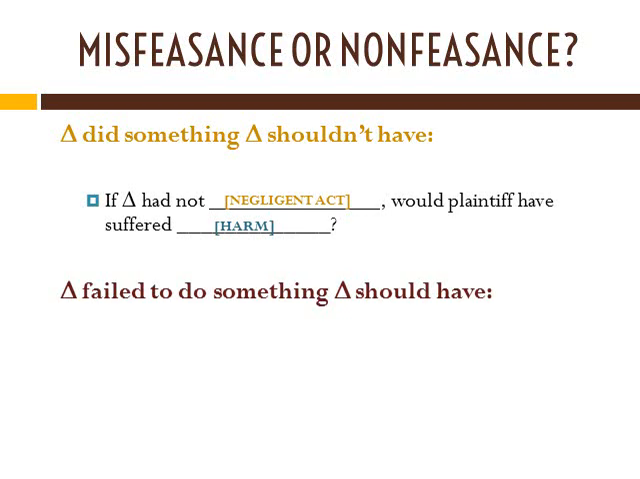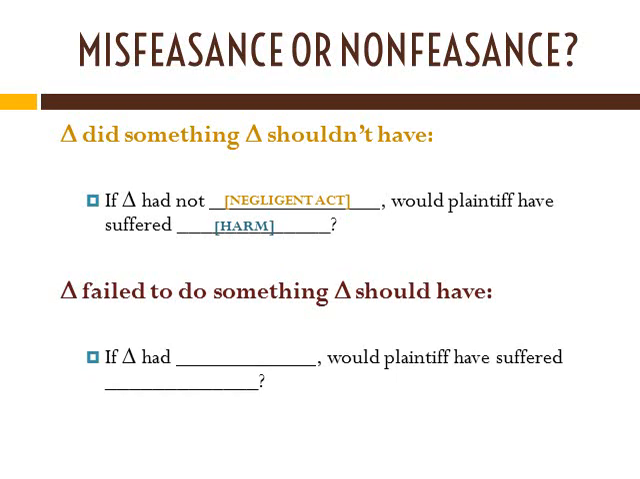You could also apply this when somebody failed to do something. Very similar. If the defendant had, and there you would put the untaken precaution, would plaintiff have suffered the harm? So if the defendant had warned Tatiana Tarasoff that somebody was going to try and kill her, would the plaintiff have suffered the assault from Poddar? So you can set it up either way. Basically, it's essentially asking, but for the negligence of the defendant, would the plaintiff have suffered the harm?